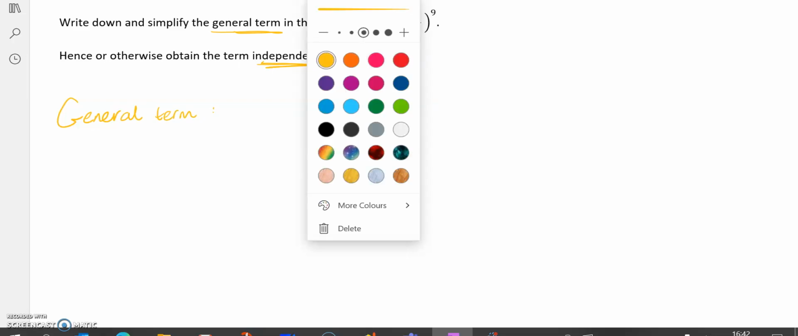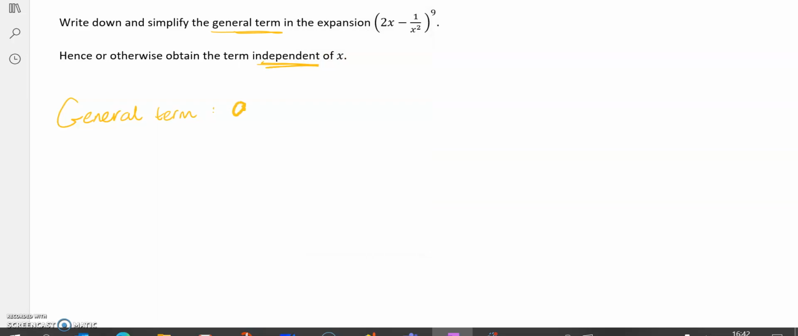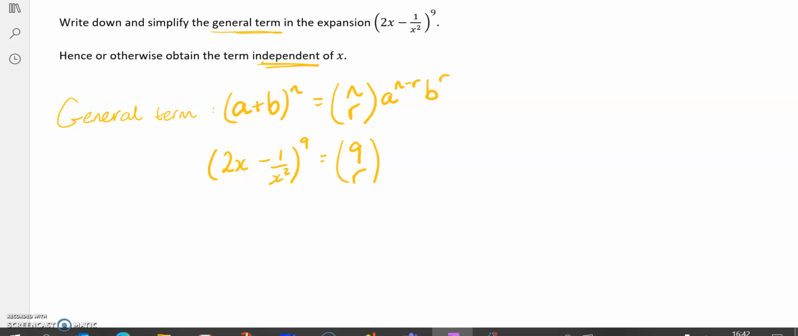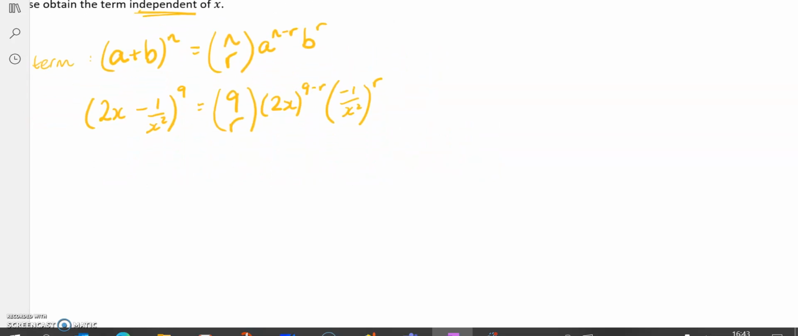Generally, to figure out the general term, we've got (a + b) to the power n is n choose r, a to the n minus r, b to the r. So if we have a look at our problem, (2x minus 1 over x squared) to the power of 9, hopefully you can see that n is 9 in our example. We're going to have 2x to the 9 minus r, and b is going to be minus 1 over x squared to the r. So this one's a wee bit more complicated compared to the first one.